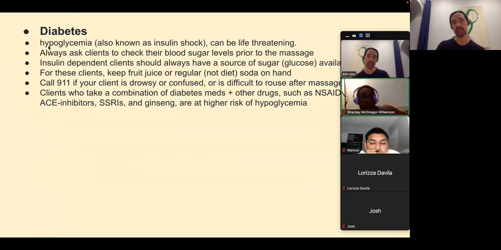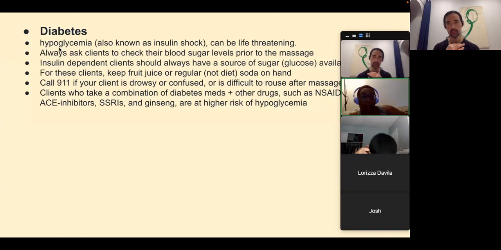Okay, continuation of diabetes. So hypoglycemia, hypo means below, hyper means above. So glycemia refers to glucose. So lower than normal glucose levels in the blood, also known as insulin shock, can be life-threatening. And when you're hypoglycemic, it sure feels like it's life-threatening. You can be almost completely non-functional.